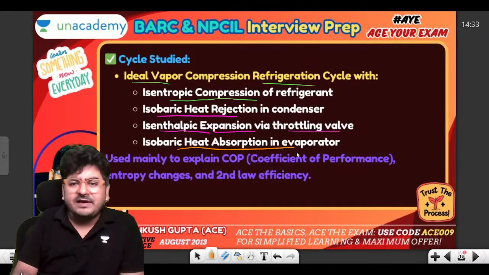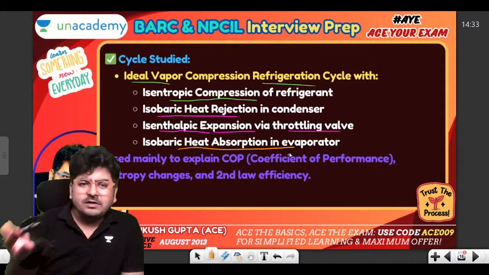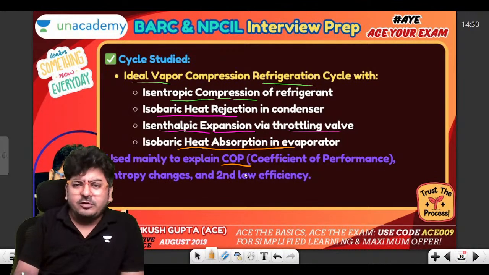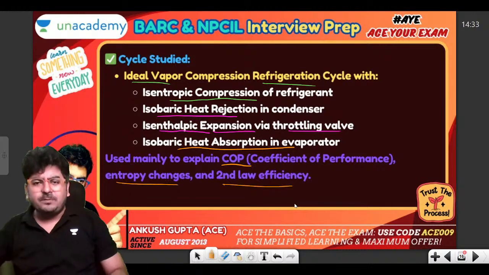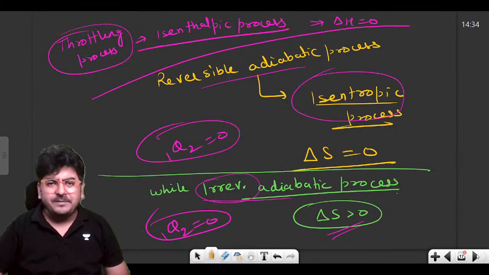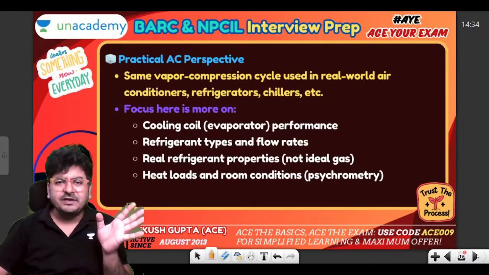Okay. And isobaric heat addition in evaporator. And here in an ideal cycle, we generally use these to understand the concept of COP, coefficient of performances, entropy changes, and efficiency. Isentropic efficiencies are and all, which are also called second law efficiencies. Okay. This happens in the ideal scenario.